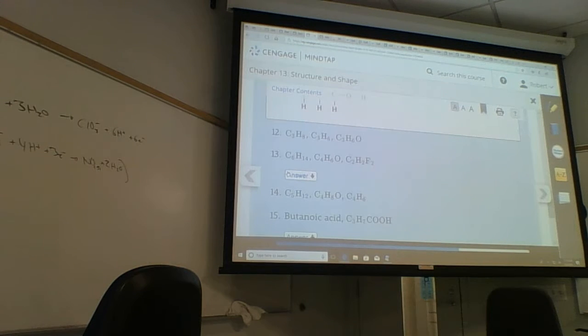Hexane is actually a liquid. Propane is almost a gas, a liquid gas. Butane's a liquid. Ethane's a gas. Methane's a gas. But hexane's a liquid.